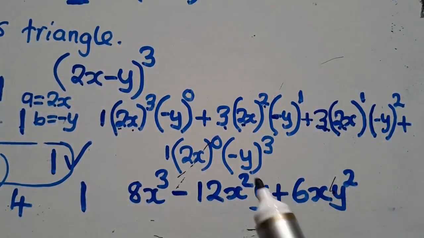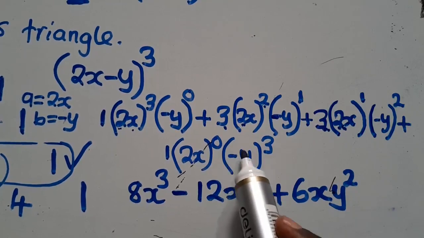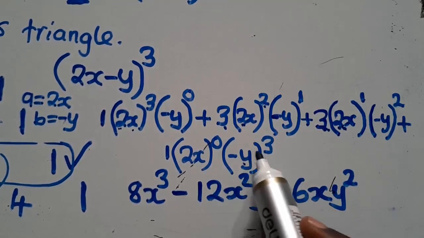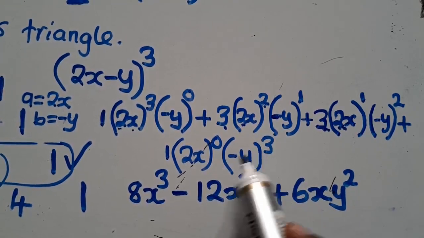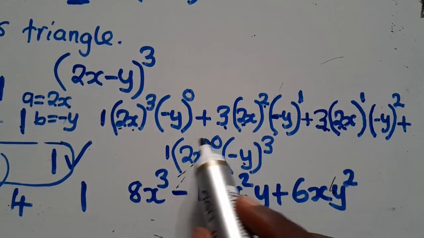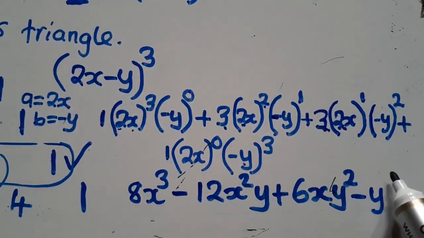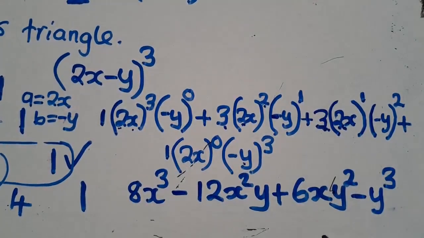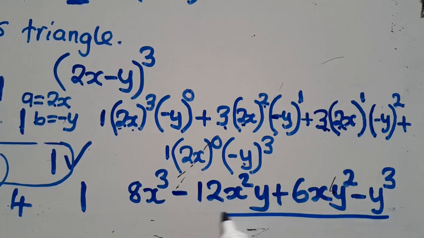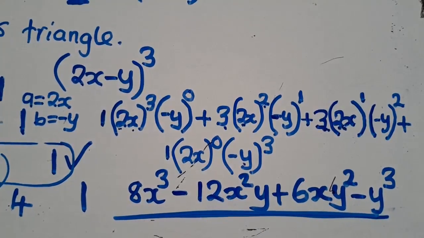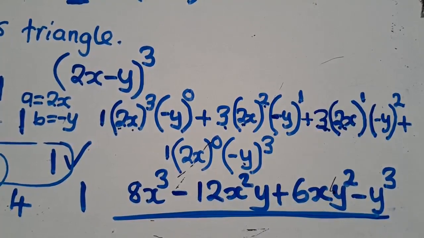I continue. What is negative y cubed? The answer that I'm going to get will be a negative. Have you seen? This one will be a what? Is a 1. So 1 times 1, I'm just going to have minus y power 3. So in other words, this is now my answer. I've expanded by using the what? The Pascal's triangle. And these are things that you need to do. These are things that you need to get and understand.